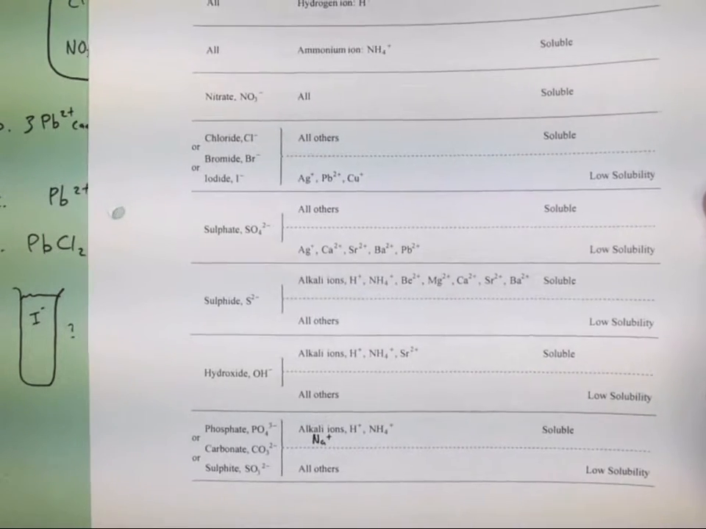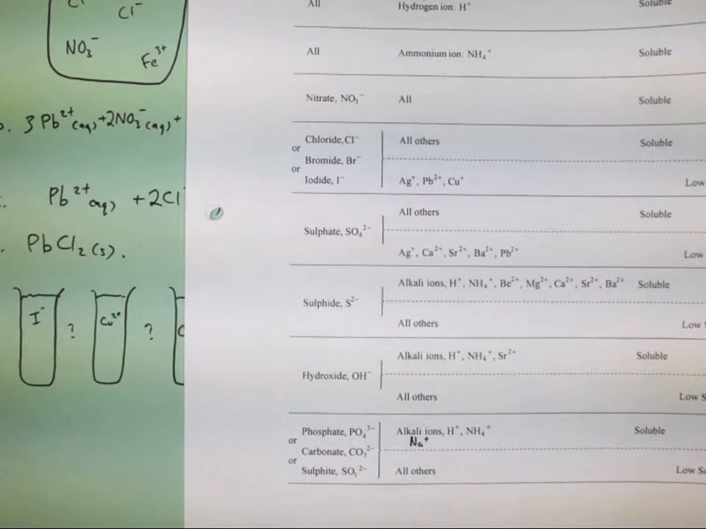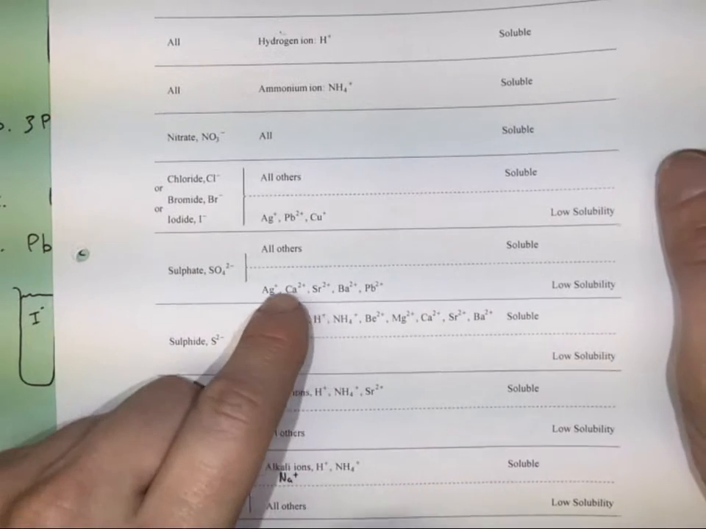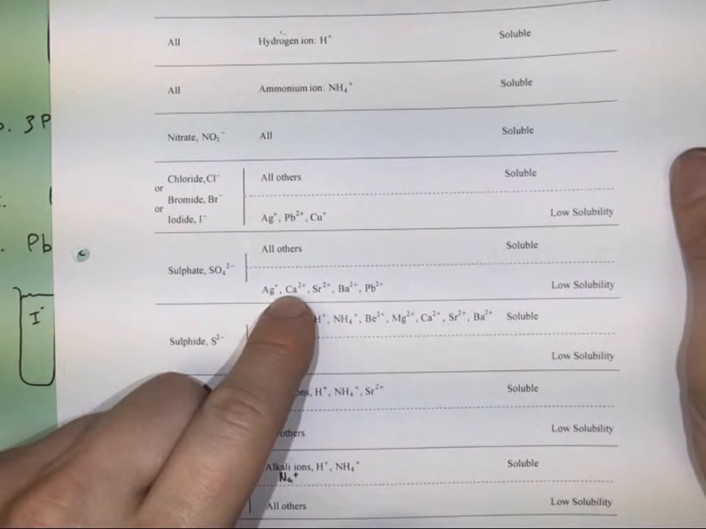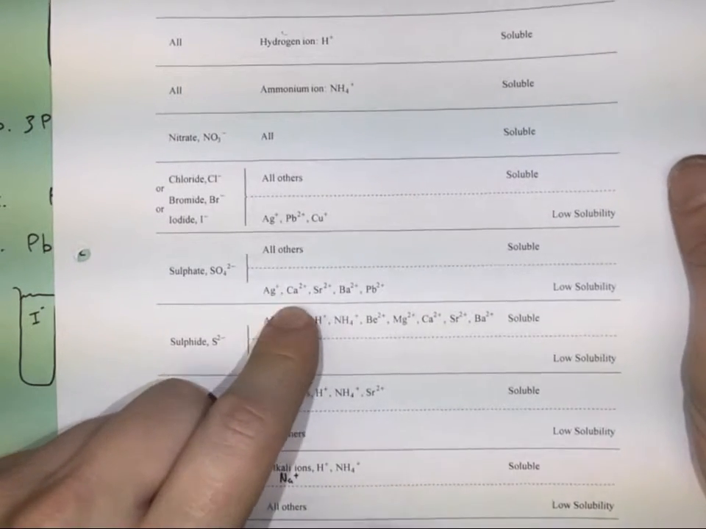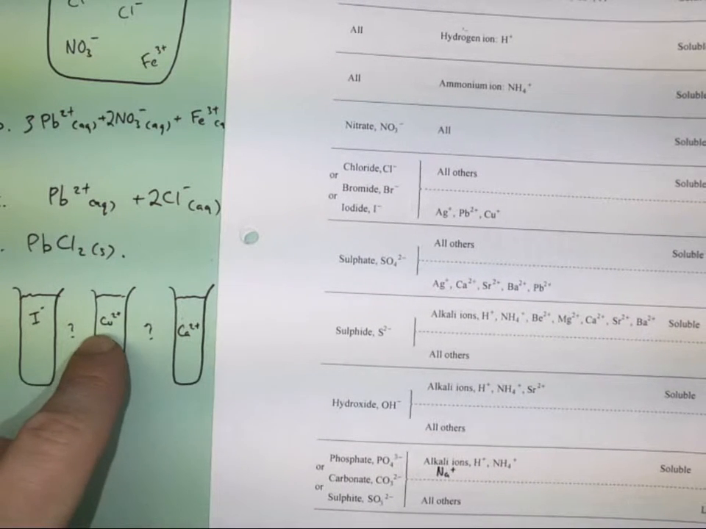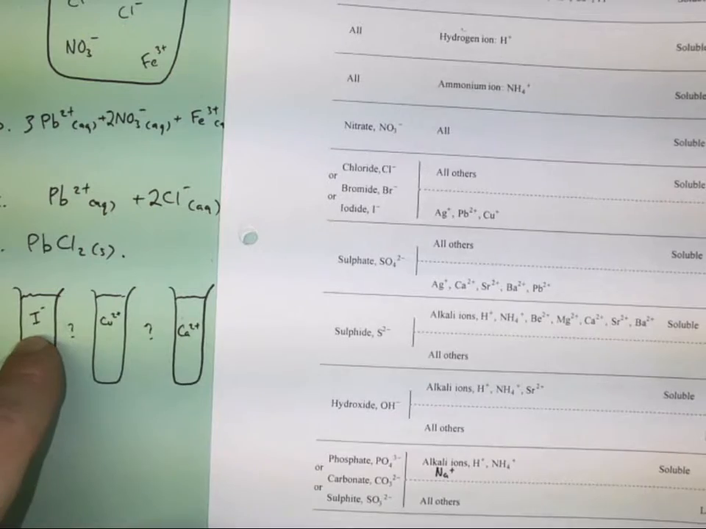All right, so what am I looking for? I can see a calcium ion here. So if I add sulfate, it's going to bring out the calcium, for sure. And then I just have to discriminate between copper and iodide. So let's do that first.